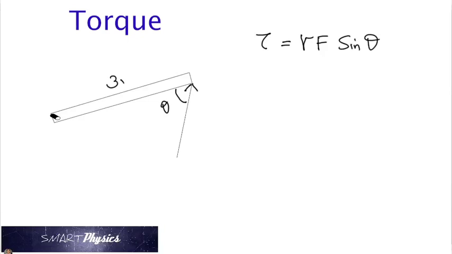So if I give you the radius as 3 meters and the angle is, let's say, 60 degrees, then you have to be careful about which angle. The angle is the angle between the line of action of the force and the radius. Isn't this the radius? Yes.